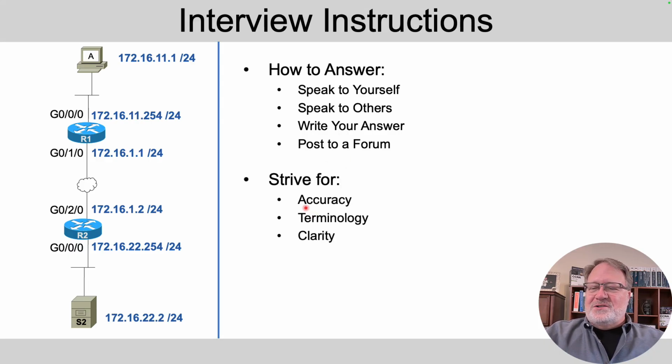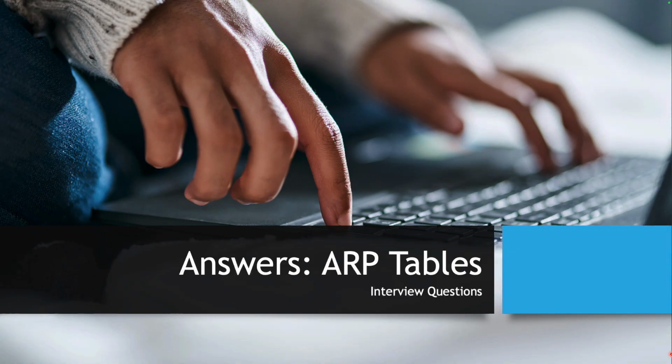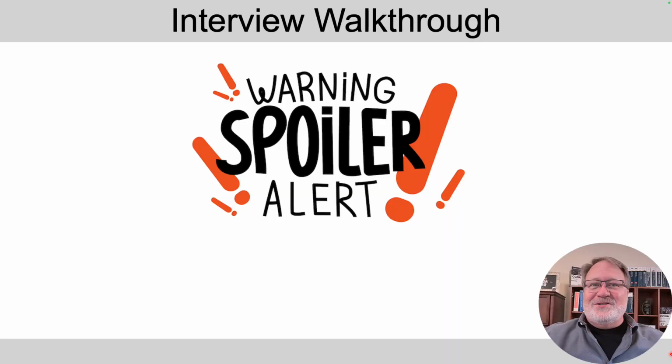When you do it, I want you to try to be as accurate as you can. Use as much terminology as you can to practice that, and be as clear as you can. Strive for clarity. So now's the time to hit pause and prepare and go and do the interview review on your own. Find somebody to listen to you talk about it, think about it, talk about it, write about it. And here's a few seconds to hit pause and go do that. So let's talk about those ARP tables, but first, one more chance to hit pause and go do this for yourself if you haven't already. If not, here we go.